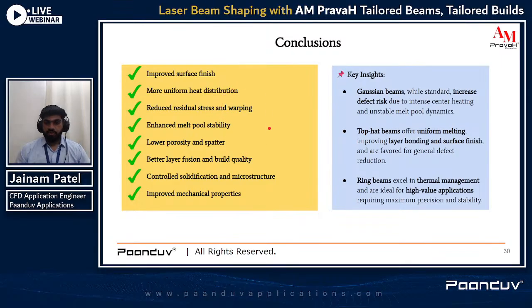And the key insights we have found from all of this simulation. Gaussian beams, while the standard we are actually using, have increased defect risk due to the intense center heating and unstable melt pool dynamics. Top hat beams offer uniform melting, laser bonding, and surface finishes, which are very good, and favor general defect reduction. The ring beam excels in thermal management and is ideal for high value applications that require maximum precision and stability.